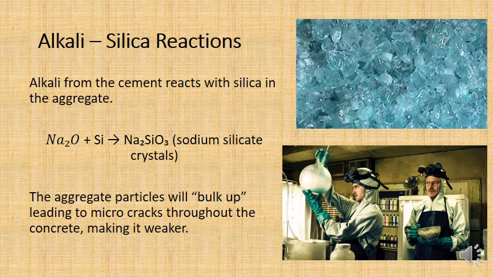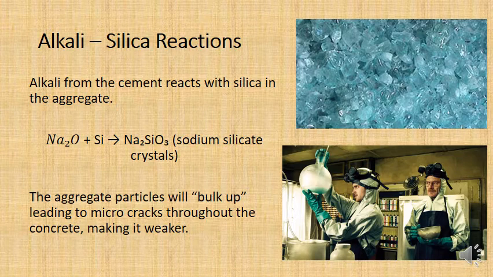Things such as salts, sodium chloride or disodium oxide, for example. And they're in there just as impurities in the cement. It's part of the process of making cement. There's always going to be a lot of these alkali salts or oxides inside the cement as well.